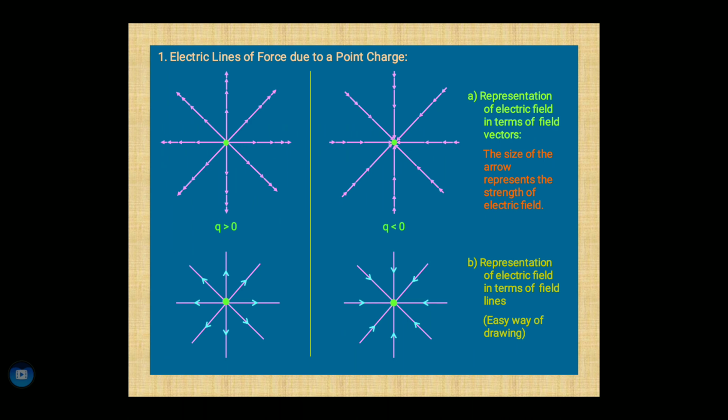Now, how can we draw these electric lines of force? If the charge is positive, meaning more than 0, then the electric lines of force are always radially outward. And if the charge is negative, meaning less than 0, then the electric lines of force are always radially inward.